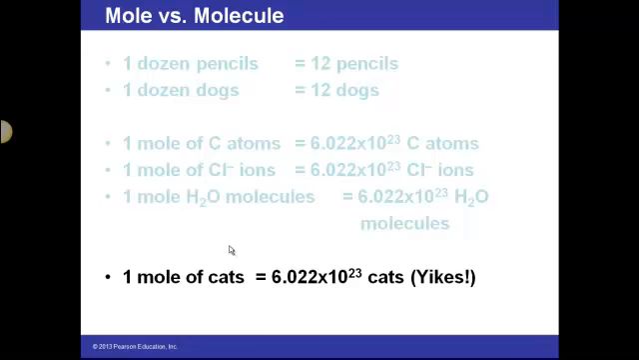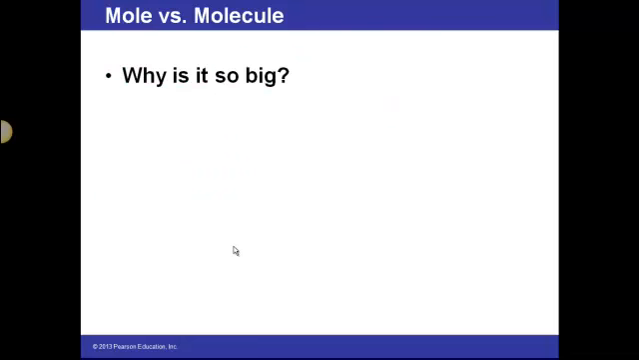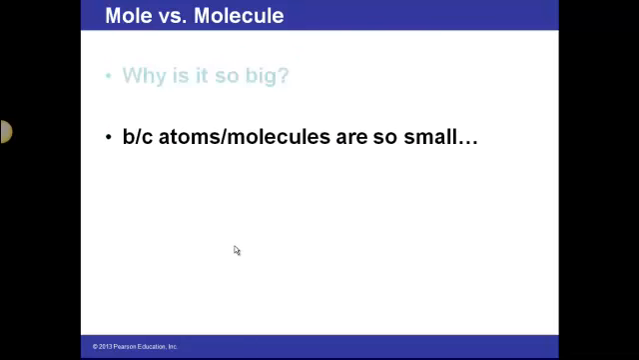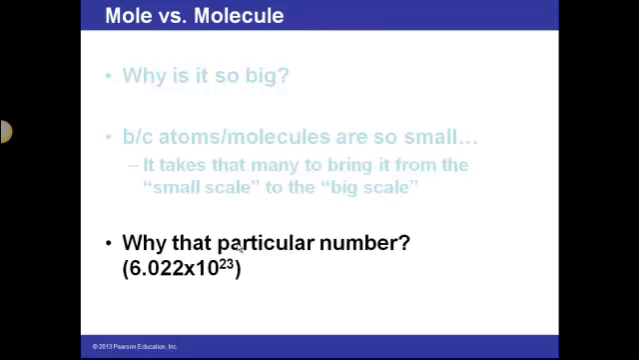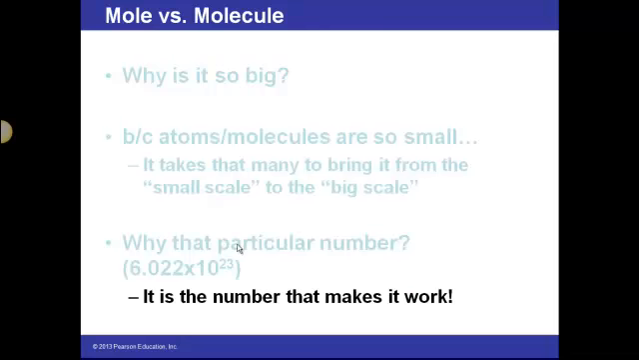So we could even have a mole of cats. That would be a lot of cats. It's so big because molecules and atoms are so small that we have to deal with numbers this big to actually be able to use them in the lab. So Avogadro's number is a calculated number that makes it work.